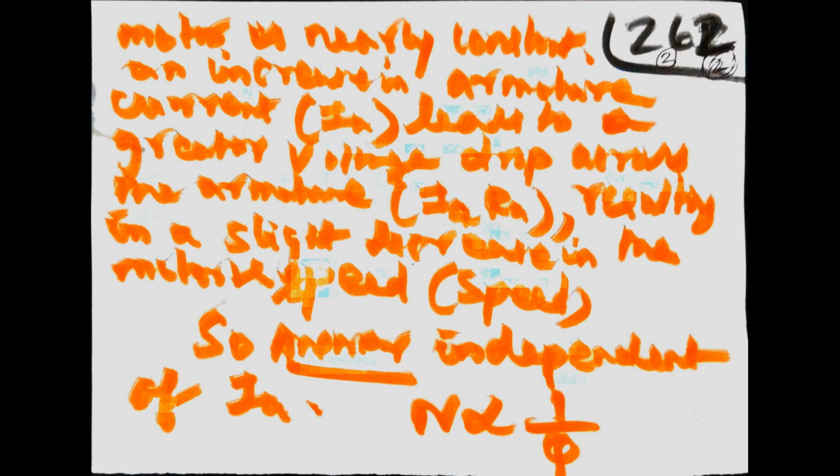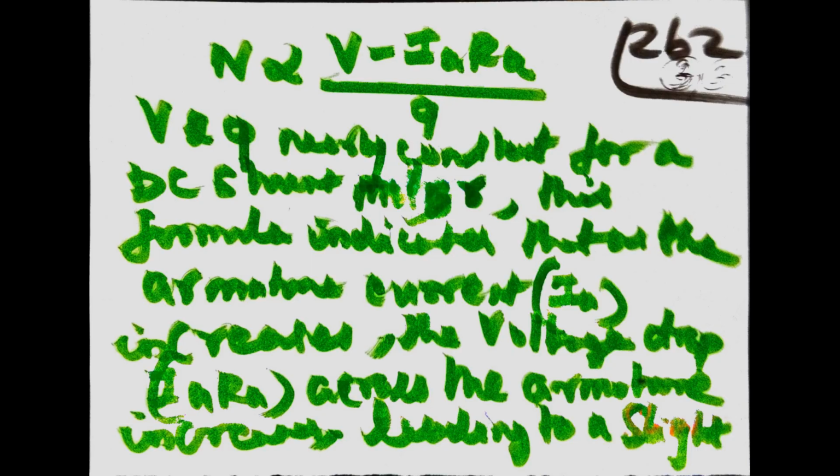Because the flux phi in a shunt motor is nearly constant, an increase in armature current Ia leads to a greater voltage drop across the armature, Ia Ra, resulting in a slight decrease in the motor speed. N is proportional to 1 divided by phi, proportional to V minus Ia Ra divided by phi. V is proportional to phi, nearly constant for a DC shunt motor. This formula indicates that as the armature current Ia increases, the voltage drop Ia Ra across the armature increases, leading to a slight decrease in speed.